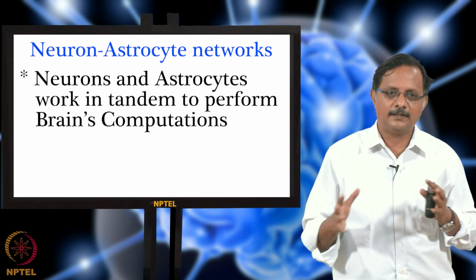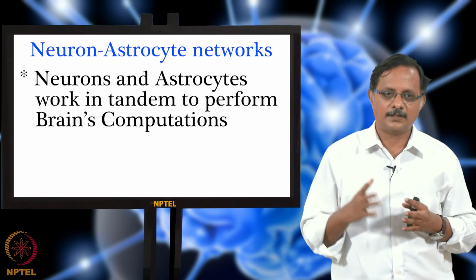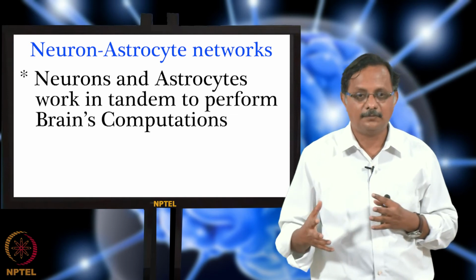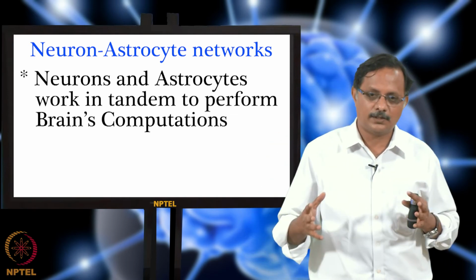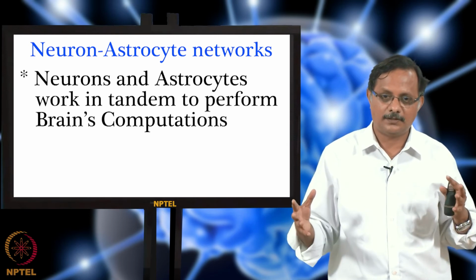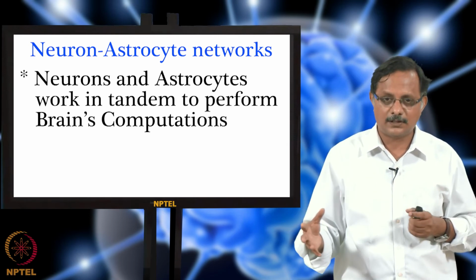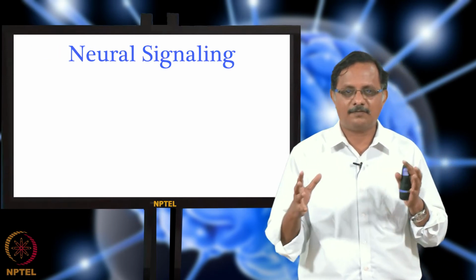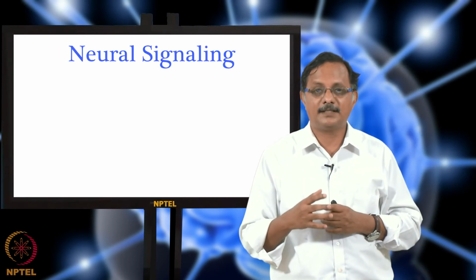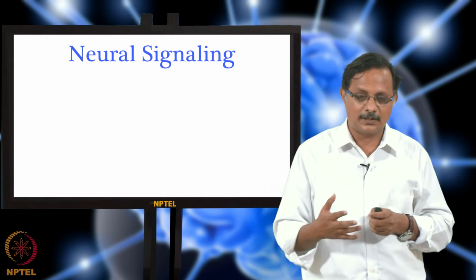So the current thinking in the field is that neurons and astrocytes work in tandem to perform the brain's computations. Neurons are not the solitary heroes that are doing all the brain's computations. Neurons are working along with astrocytes to perform the brain's computations. Okay, so we have talked a little bit about the brain's cellular constituents. Now let us talk about neural signaling.